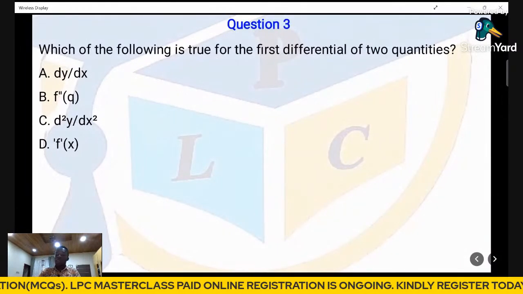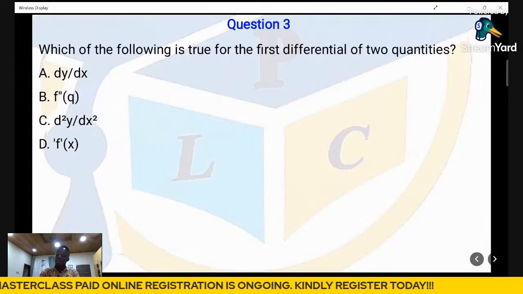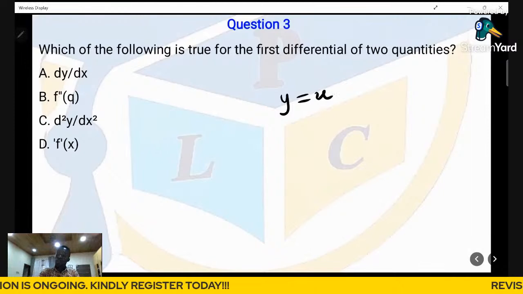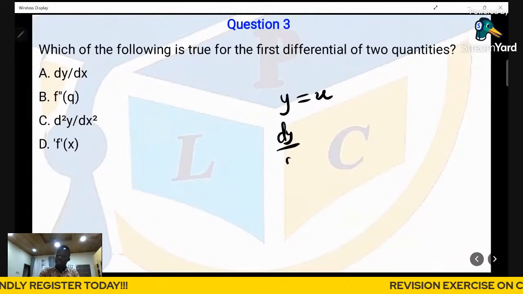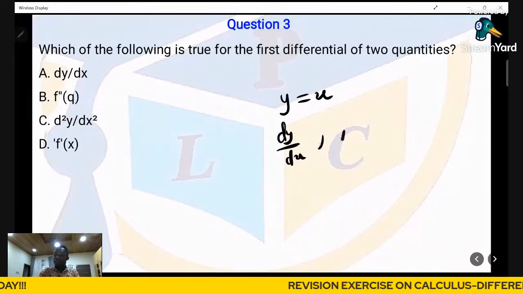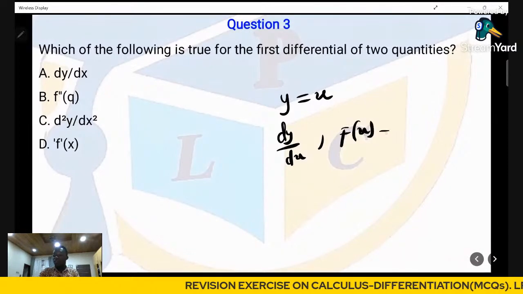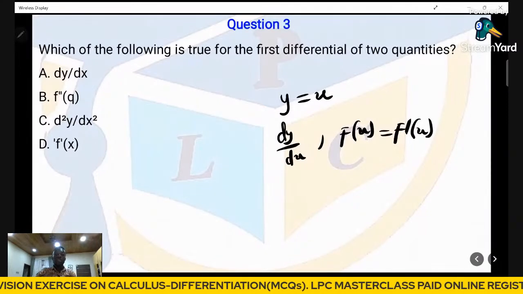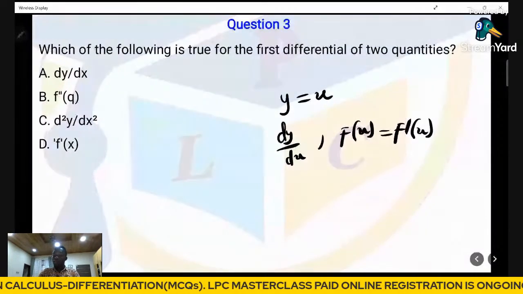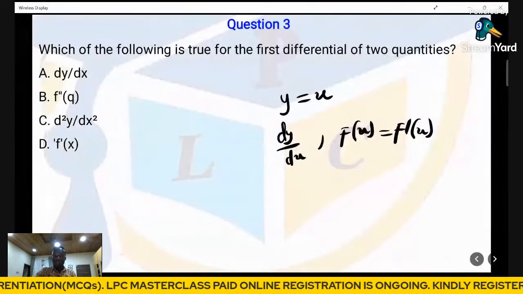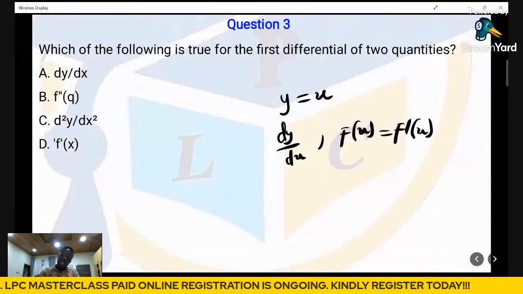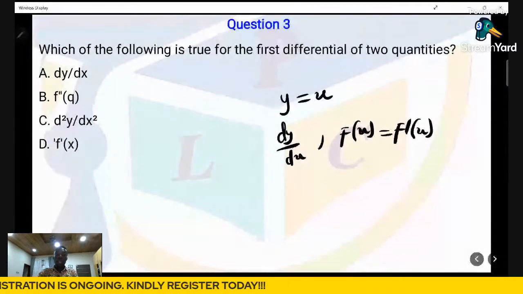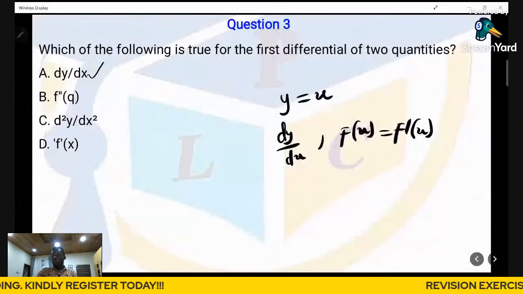If you are talking about the first differential, for example, if I have a function y equal to x, to find the first differential, it should be dy over dx. If it is in the form f of x, the first differential is going to give us f prime of x. This is what we call the first differential of two quantities. So which of the options meets it? That's going to be option A: dy over dx. So we take A and we are good to go.